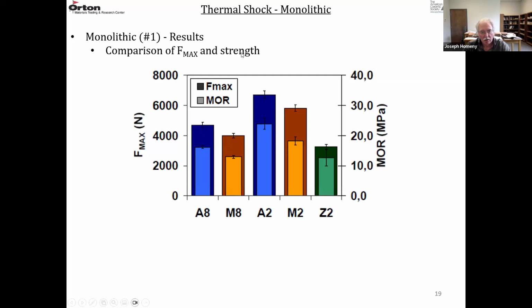And this one, I'm not sure why this one was done, but this is a comparison of the maximum load in the work of fracture test and the maximum strength in the MOR test. And they should correlate. The higher the MOR should have a higher peak on the work of fracture test. And you can see that the longer bars are the MOR, and the shorter bars are the maximum load in the work of fracture test. And they follow the same pattern. They should correlate.